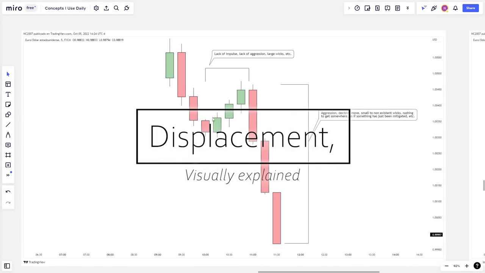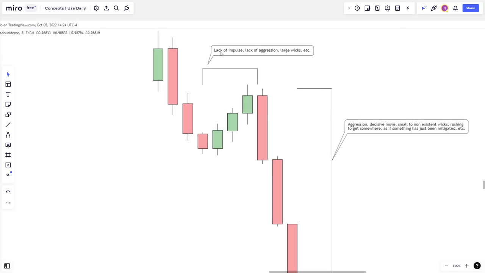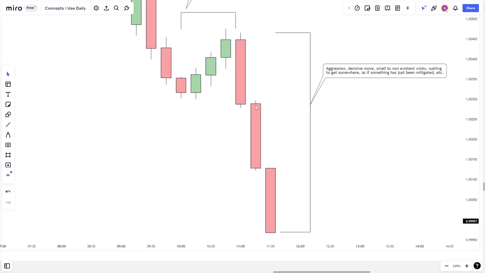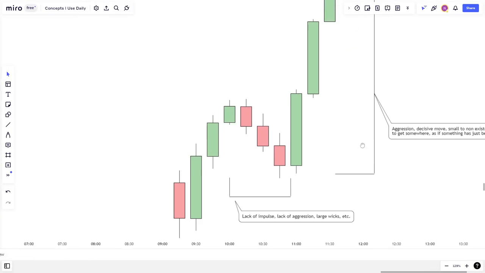As an example, we have this little bit of price action where price was going a bit higher, then lower, with some kind of aggression. Then you can see how these couple of candles are small, some tiny wicks, so a lack of impulse, a lack of aggression, large wicks, etc. Now on the other hand, we jump onto this, where we see aggression, fair value gaps being created. It's clearly quite decisive on going lower, with very tiny wicks or none, non-existent wicks, rushing to get somewhere, right? Or as if something has just been mitigated. And the exact same example, bullishly.